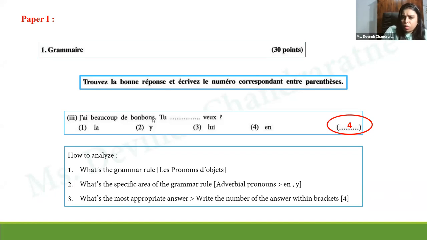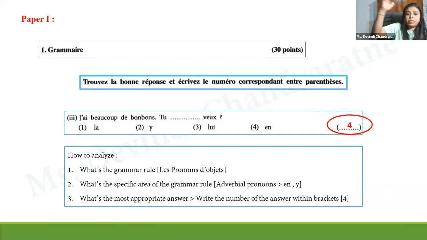Okay. J'ai beaucoup de bonbons, tu en vois? Here beaucoup de is there, and when you read the question well, and if you have better knowledge of grammar, you remember beaucoup de is an indefinite expression. When we replace an indefinite adjective plus the noun, we get the adverbial pronoun. So adverbial pronouns are used to replace an indefinite adjective plus a noun. That comes with the flow of mind mapping, right? First the rule and then specify the area. When it comes to the pronom d'objet, you classify it as the adverbial pronoun en or y. Now you have to simplify it because en and y are both given. So now you have to choose the most appropriate answer. So you have three stages.